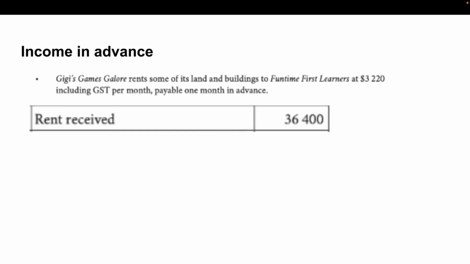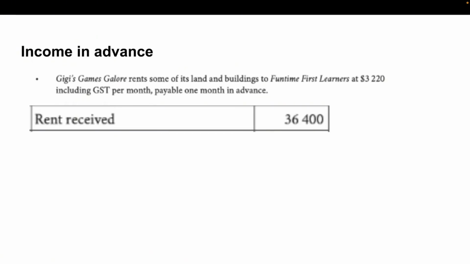So income in advance. Here we're looking at when we have received money. So we've received an income in advance, so outside of our financial year of 31st March to 31st March. So here we see that we've collected a month of rent. In this example, we've collected a month of rent in advance.